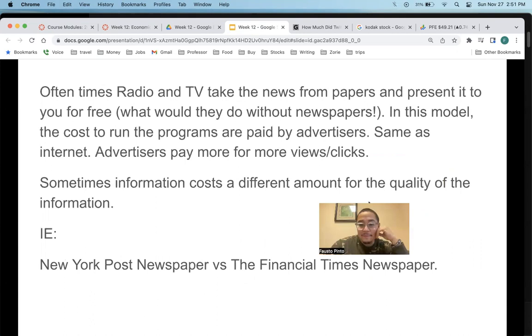Oftentimes, and this is where I have a gripe as a former newspaper reporter, radio and TV take the news from newspapers and present it to you for free. What would they do without the newspapers? In this model, the cost to run the programs is paid for by advertisers. This is the same as the internet. Advertisers pay more for views and clicks.